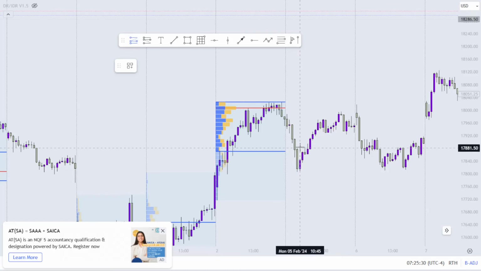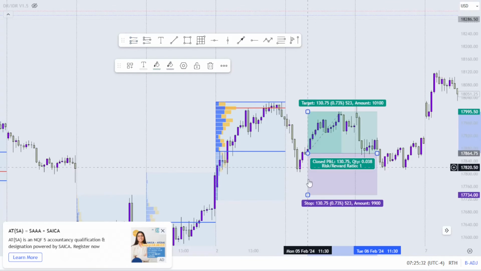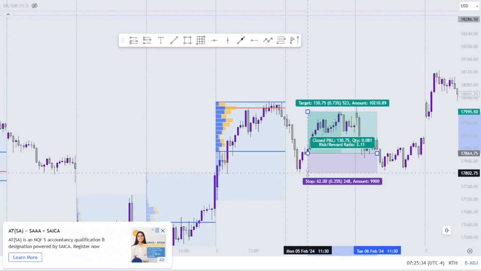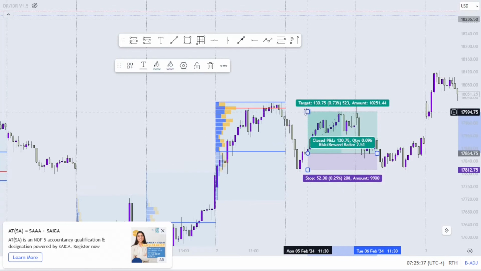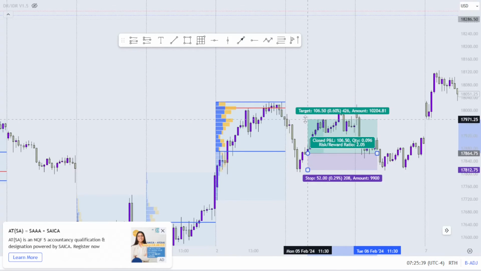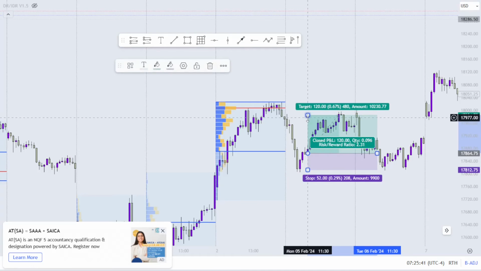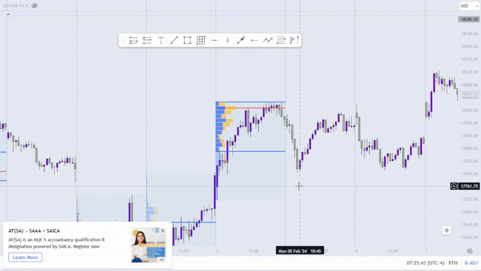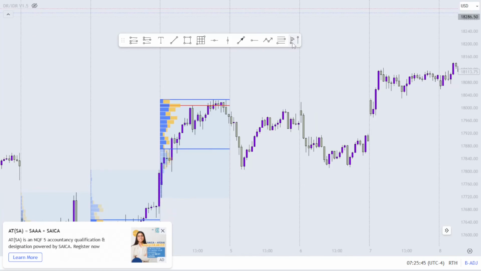But for example, let's say we had a shift here and we took an entry somewhere here and had our stop loss somewhere like this. We would have still secured a good 2R at least, you see. So that's the power of this volume profile strategy.